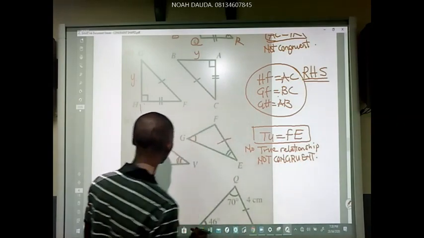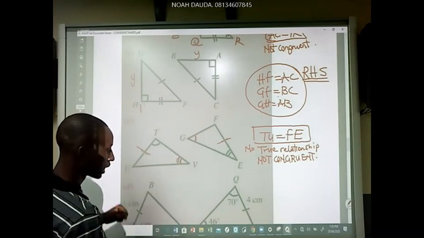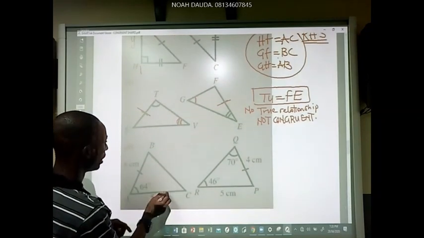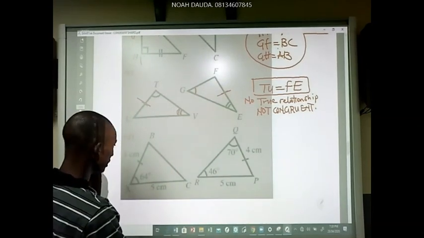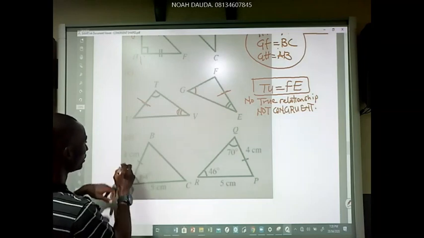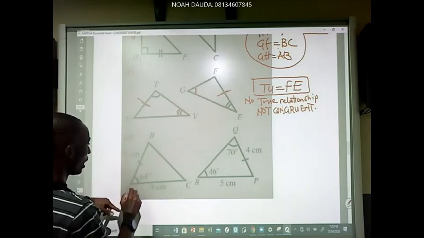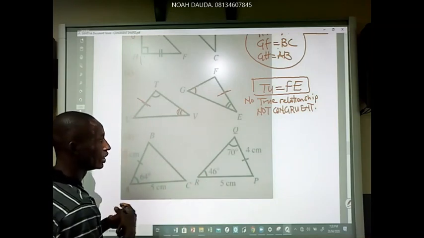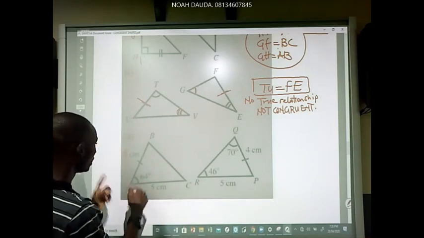Now, having been able to resolve that, let's take a look at the last example. And what does the example say? So let's take a look at this together. Now, this time around, we have 4 centimeters, 64 degrees, 46 degrees, 70 degrees. Are they congruent? That's the question. Now let's relate the sides together.